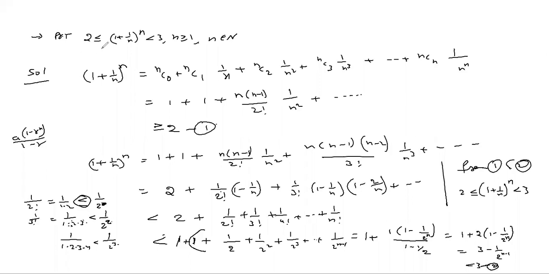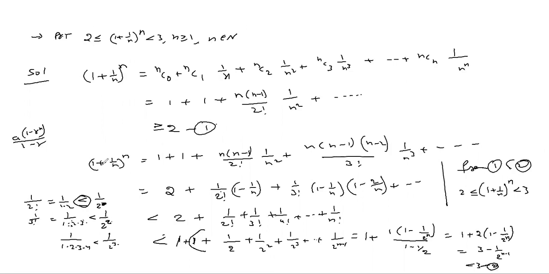Let us prove 2 is less than or equal to 1 plus 1 by n whole power n, which is less than 3, where n is more than or equal to 1 and n belongs to natural numbers. Let us expand using the binomial expansion. nC1, nC2, nC3 are all expanded, so clearly it is more than or equal to 2. Let us take this as equation 1.